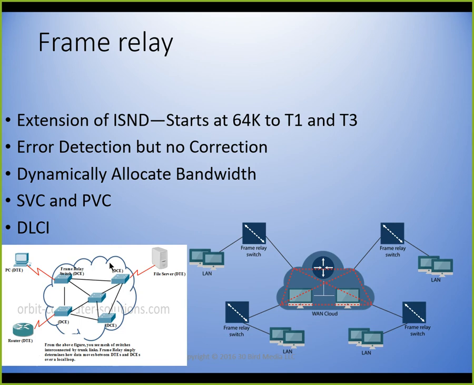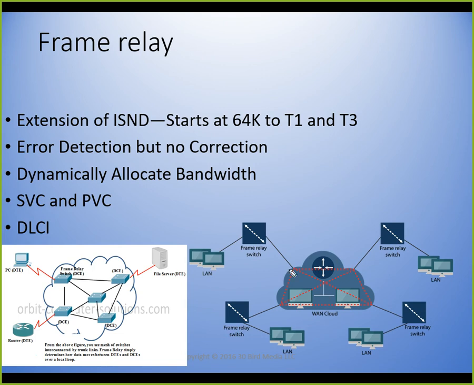Frame relay, an extension of ISDN, starts at 64K and goes to T1 and T3. It has error correction but no detection. Dynamic, it allocates bandwidth, and it uses a switched virtual connection or a permanent virtual connection. DLCI there, data link connection identifier. That's the configuration that we have to put on the devices so that the system knows where to send it from and to. And frame relay is a switching network.